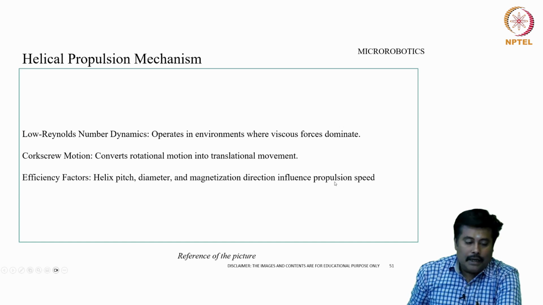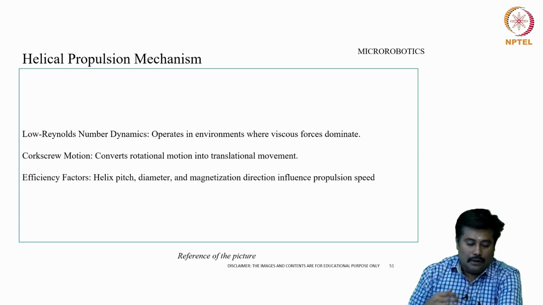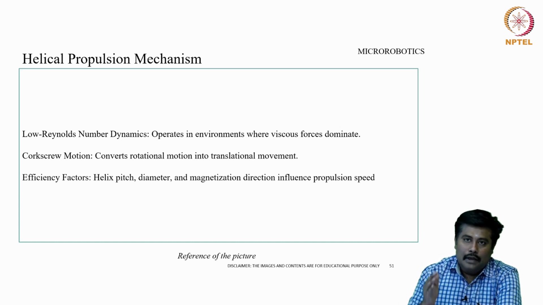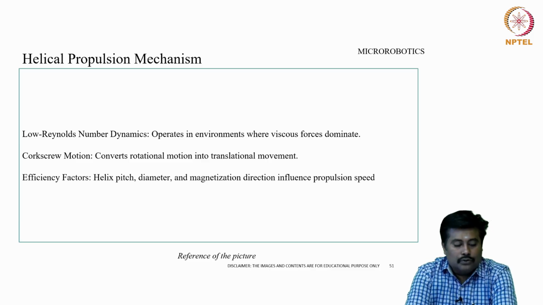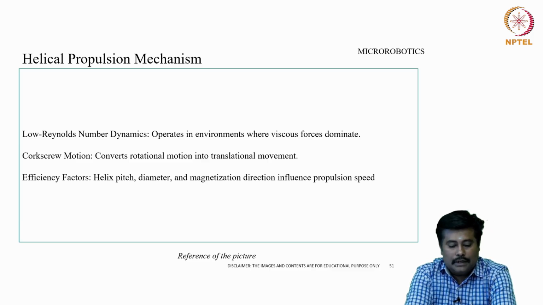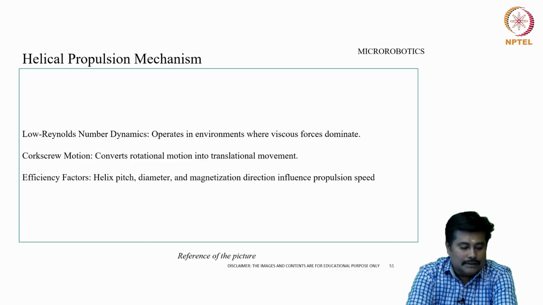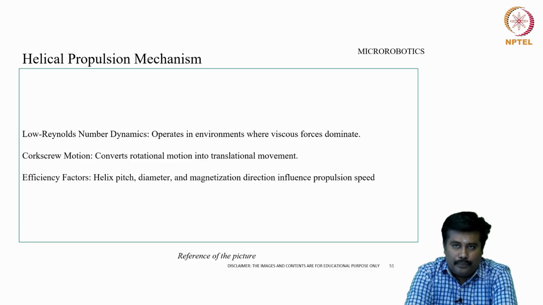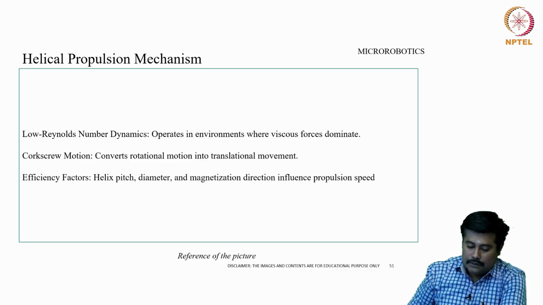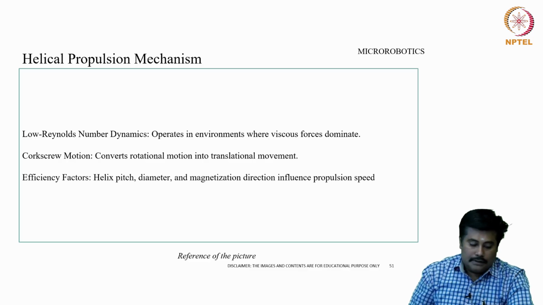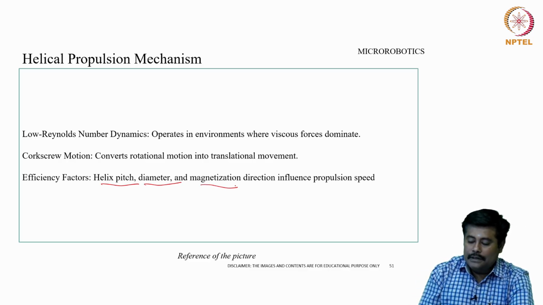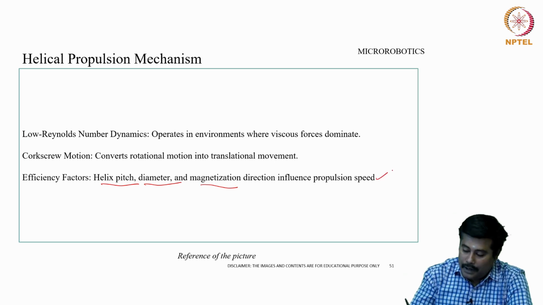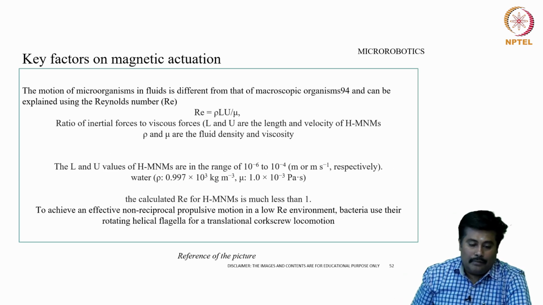As far as these helical propulsion mechanisms are concerned, they have low Reynolds number dynamics. They operate in an environment where viscous force heavily dominates. This corkscrew motion converts a rotational motion into an appropriate translational motion, and from the efficiency factor point of view, some of the key parameters involved are the helix pitch, the diameter, and the magnetization direction, which influence the propulsion speed and are considered efficiency parameters.